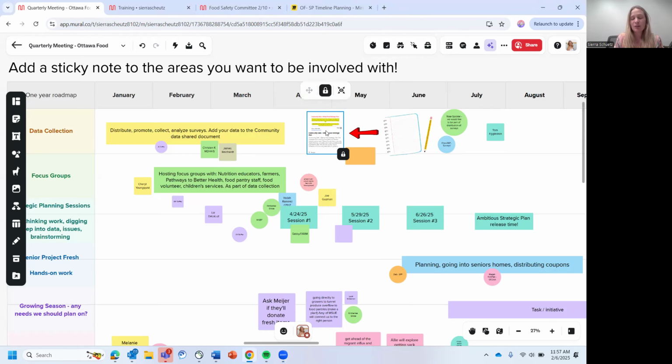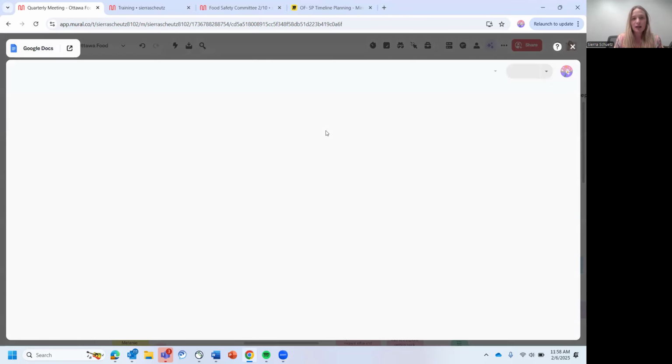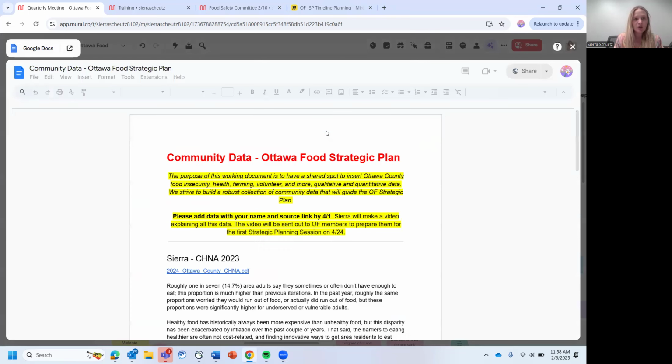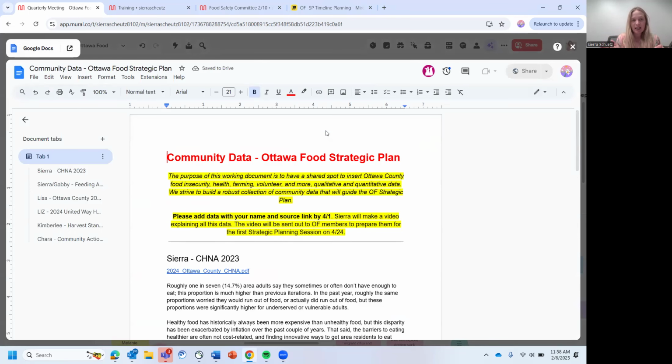This is the community data source. So please click on this Google Doc. You also have the link in your email, and add to it. So this document is a shared spot for Ottawa Food members to put any data that they might be collecting around food insecurity, health, farming, volunteerism, and anything else.